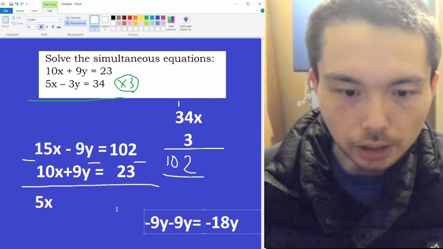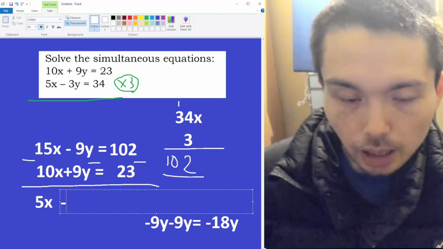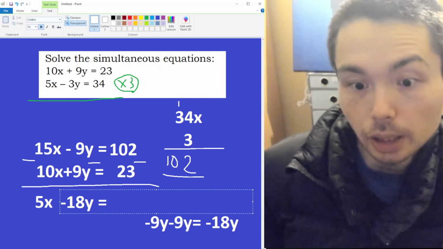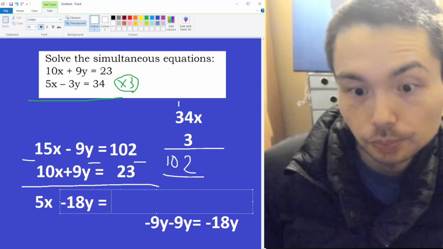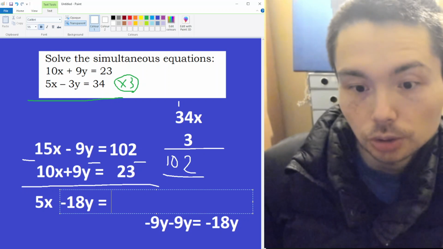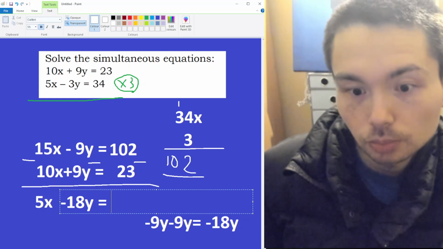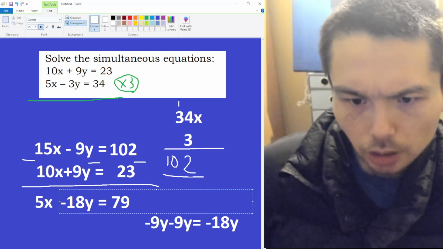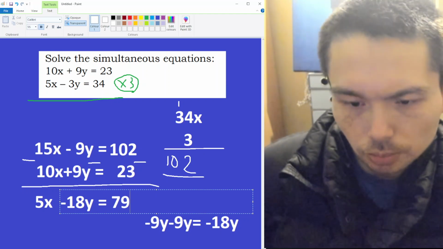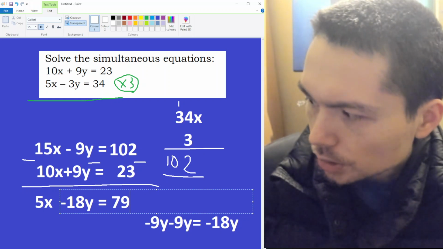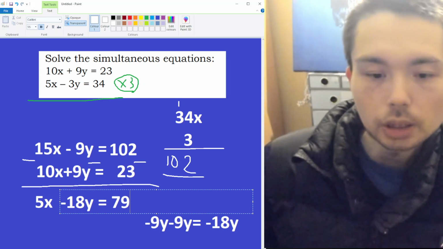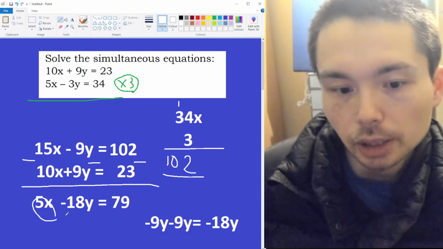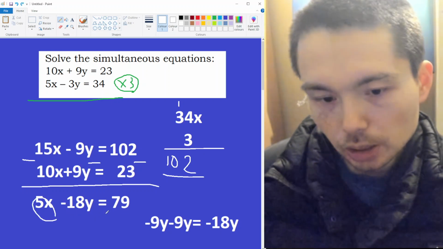It's like nothing's happened really. Minus 18y is equal to, well, who cares what the right side is. 102 minus 23 is 102 minus 2, 100, take away 20, 80, take away 1 is 79. It doesn't matter. Here's the issue. Look at the left side. There are 2 unknowns. So this is all wrong.